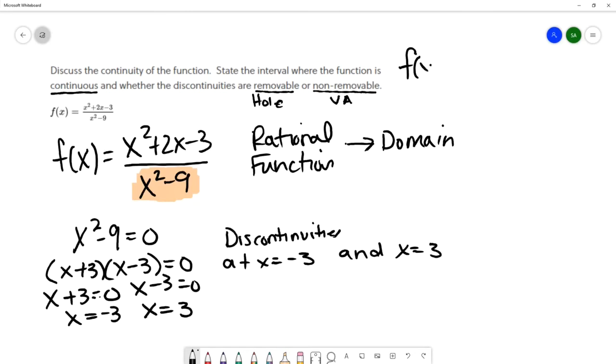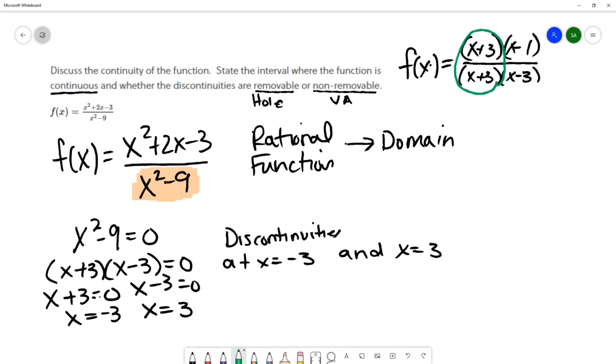I have the function f of x. In the numerator, x squared plus 2x minus 3 can be factored. It's going to factor to be x and x, 3 and 1, with a plus on the 3 and a minus on the 1. I've already factored the denominator, x squared minus 9, to be x plus 3 times x minus 3. And what I'm looking for is common factors. So I notice that in the numerator and denominator, I have a common factor of x plus 3 over x plus 3. And that would cause me to get 0 over 0 at that discontinuity, and that indicates that there is a hole at this discontinuity.